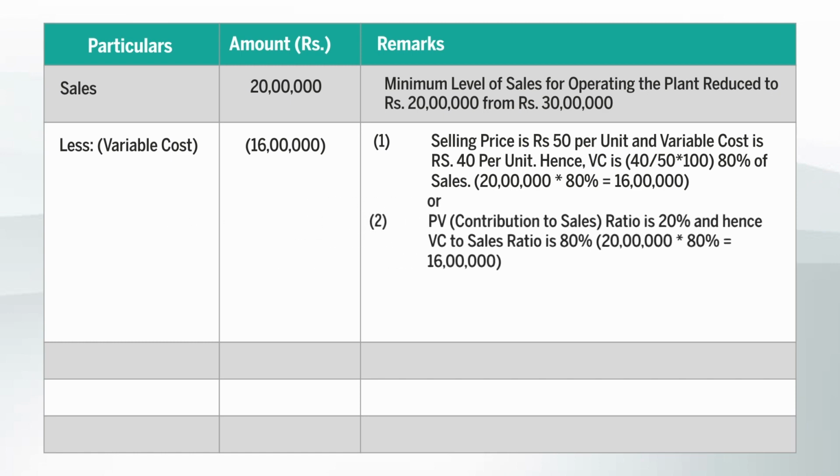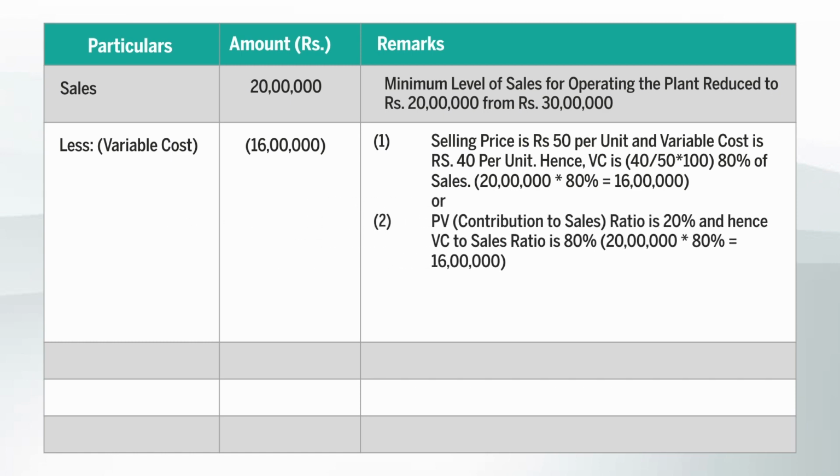The other option is PV ratio. Friends, as you know, PV ratio is nothing but contribution to sales, which is given in the example, and that is 20%. And hence we can say that variable cost to sales ratio is 80%. And as you know, sales are 20 lakhs, 80% of that will be 16 lakhs. This was the second option.